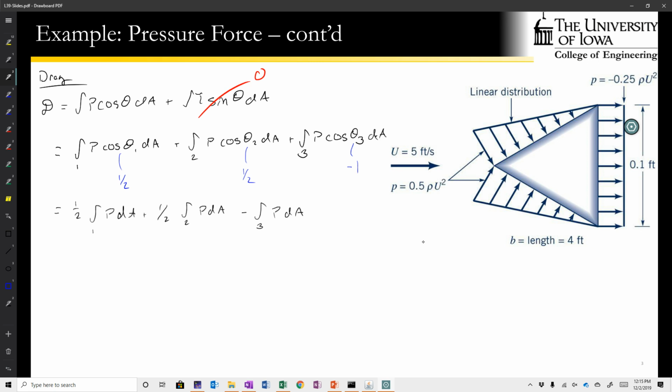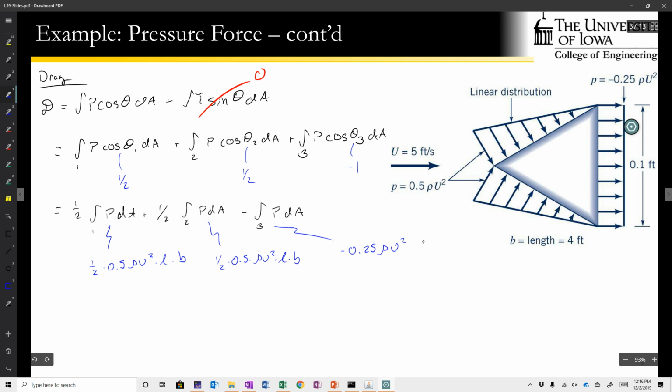And so based on the simplification that we worked out on the previous case for lift, we can replace each of these with 1/2 times 0.5 rho u squared times L times B. Same here, 1/2 times 0.5 times rho u squared times L times B. And then for this back face, we've got negative 0.25 rho u squared times L times B. So we can simplify this now.